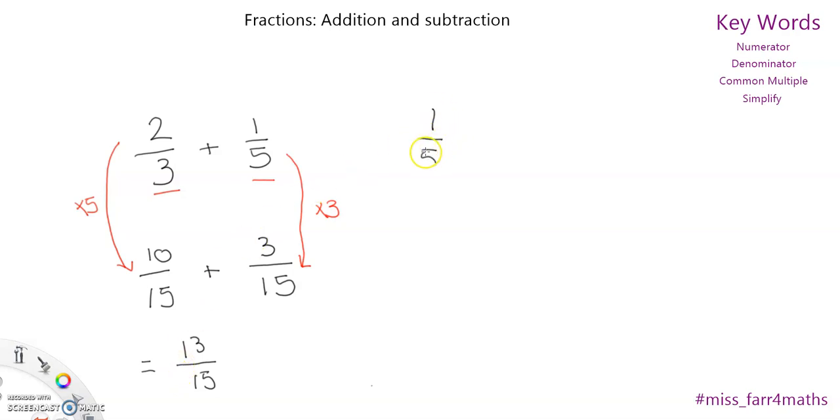Maybe you would now like to have a go and see if you can add these two fractions together. Again, the denominators are not the same. What is the common multiple? Once you've found the common multiple, what do we need to times the 5 by, and then the numerator? And what do we need to times the 4 by, and the numerator? Give it a go.